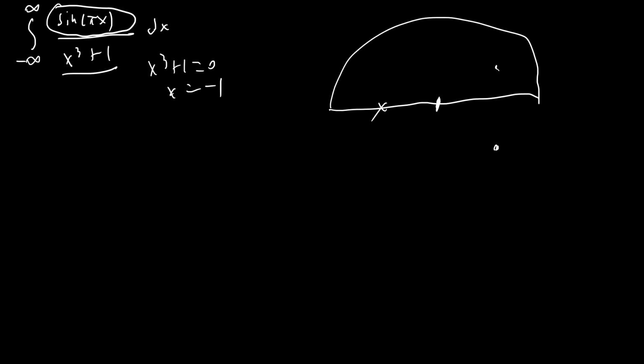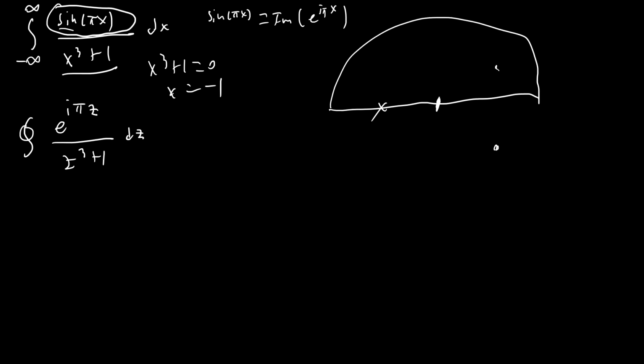So obviously we can't really deal easily with sine here, so we're going to say sine pi x equals the imaginary part of e to the i pi x. And so we're just going to instead calculate the integral of e to the i pi x. So our contour integral is going to be the contour integral of e to the i pi z over z cubed plus 1 dz. And we're going to be integrating over this path right here. We start at 0, we go around here in this direction, we take this big arc up here, and then we end up right here.